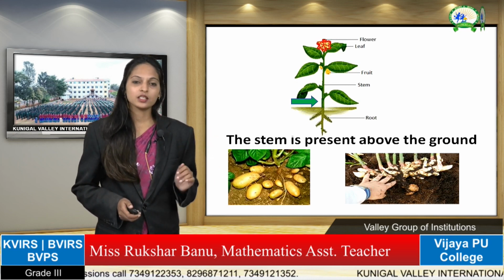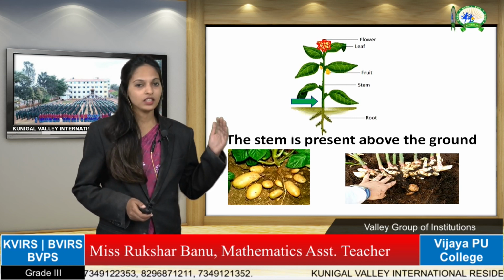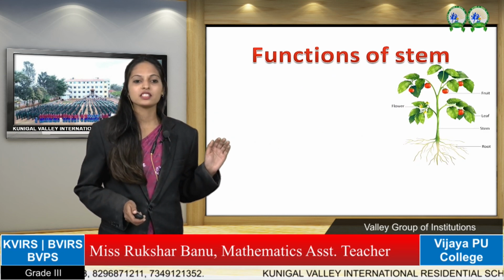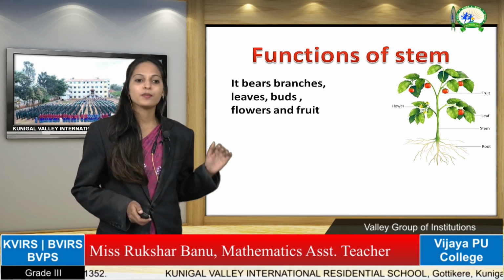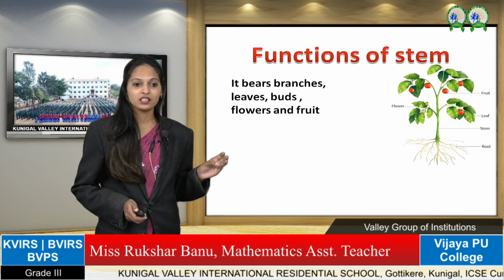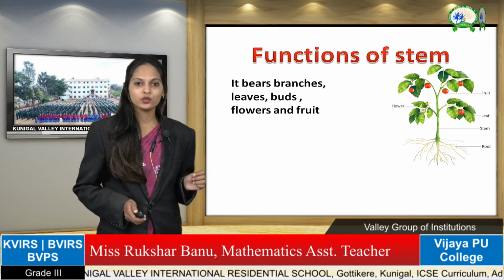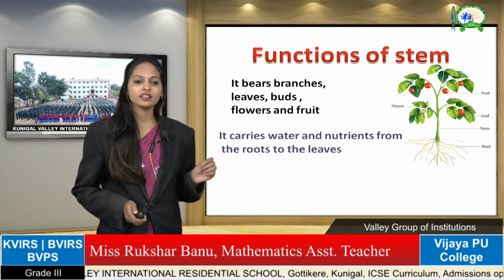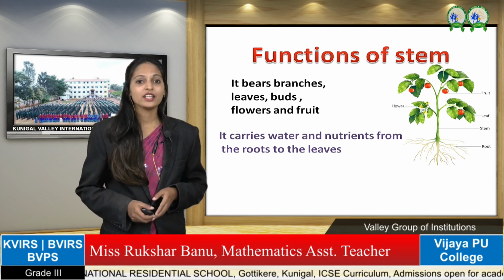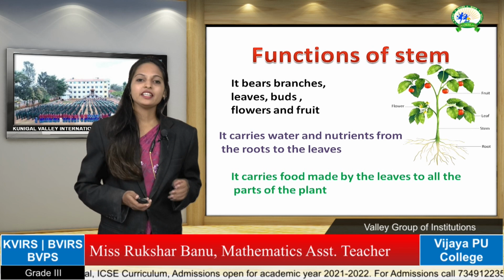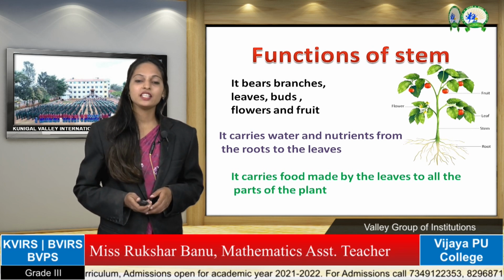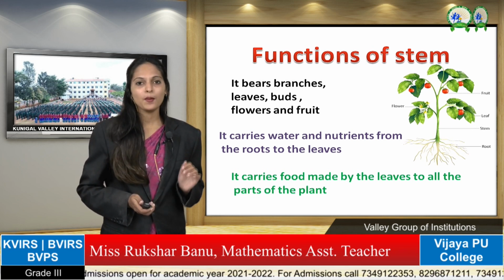Okay, and the stem supports the upper part of the plant. Okay, children, is it clear? So these are the functions of stems. It bears branches, leaves, buds, flowers and fruits. Next, it carries water and nutrients from the roots to the leaves. And it carries food made by the leaves to all the parts of the plant.